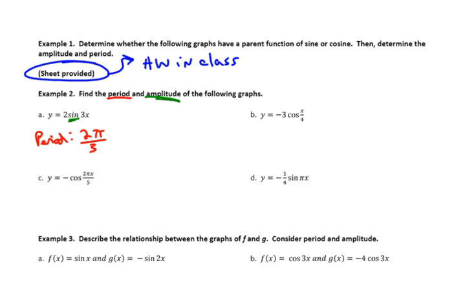So that means that from beginning of this graph to the end of this graph, it's going to repeat at 2 pi over 3. And we're going to look at how that looks on a graph and how we put that on a graph in a little bit. But you need to be able to pick it out first.